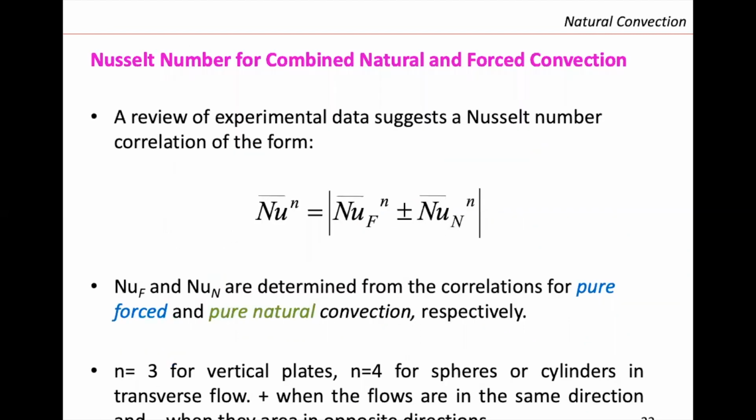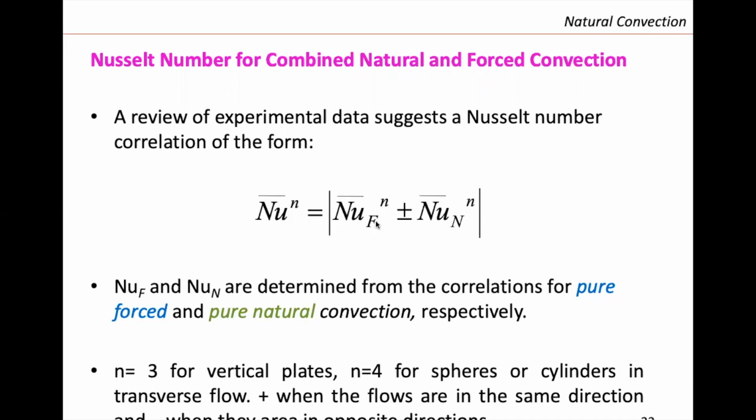So when natural convection should be included, then we need to calculate a Nusselt number for combined natural and forced convection. So we need to add the element of natural convection, right? Several reviews of a lot of experimental data suggest that the Nusselt number correlation for this case, when both natural and forced convection are important, is given by this equation, okay?